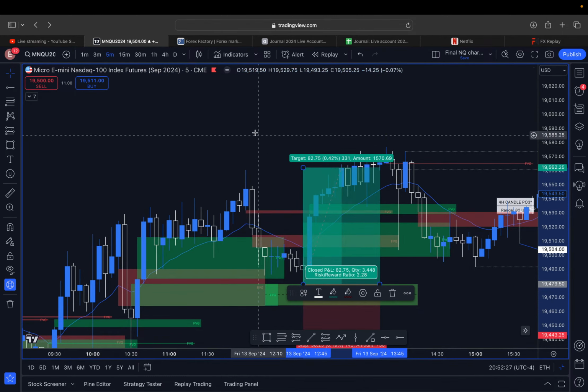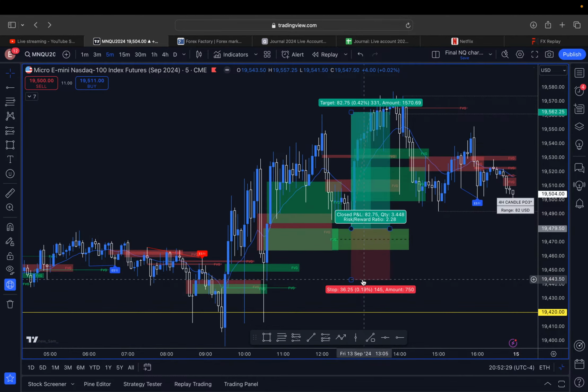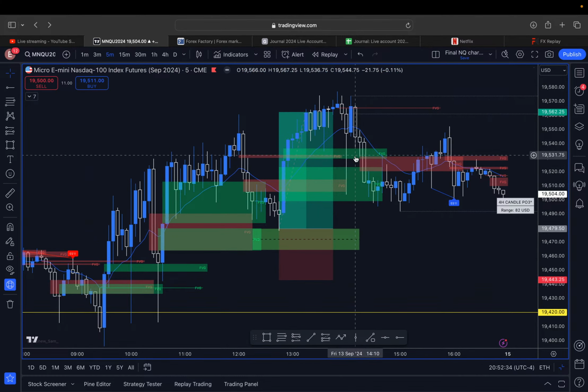I always do the first one. And then that's a good trade. Stop loss below this low for 2.28. Can't beat that. No drawdown. Just a smooth trade. See what I'm saying?